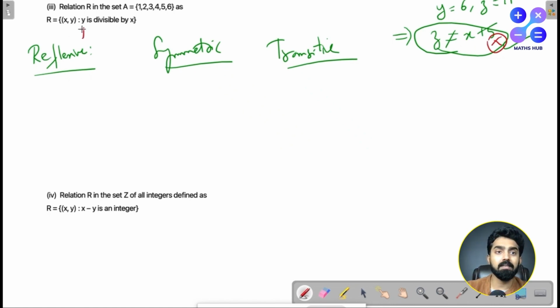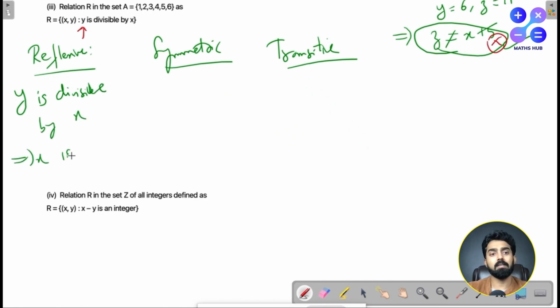Remember, you just need to replace this with the same value. If y is divisible by x, is x divisible by x? X is divisible by x, right? So every element is related to itself in this case. You will always have a number being divisible by its own self, right? So this is reflexive. That's true.